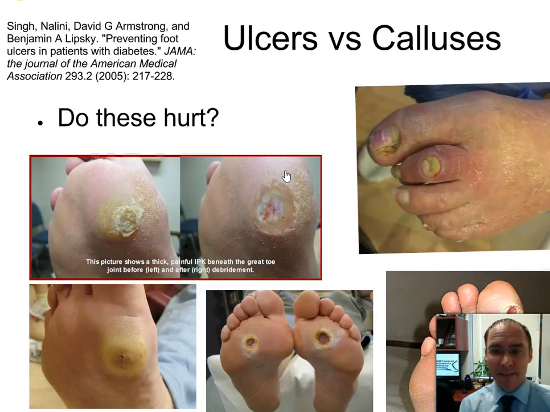Treatment, the mainstay is to make sure they have good blood supply. Maybe you need a vascular consult, and make sure that there's no bone infection with an x-ray, and then offload the area and clear up the infection with antibiotics. So you may need an infectious disease consult as well, or a podiatry consult. So that's how you treat the difference between ulcers and calluses.